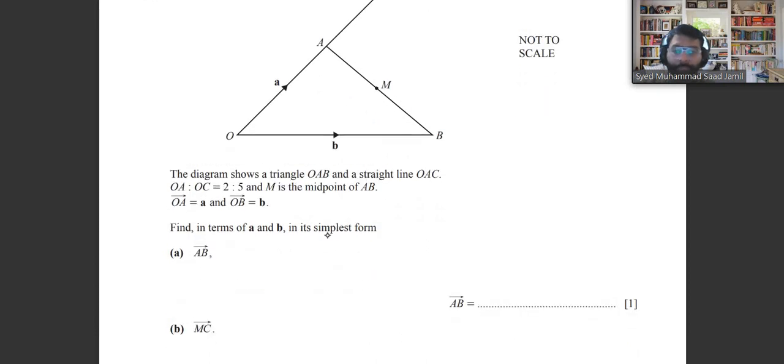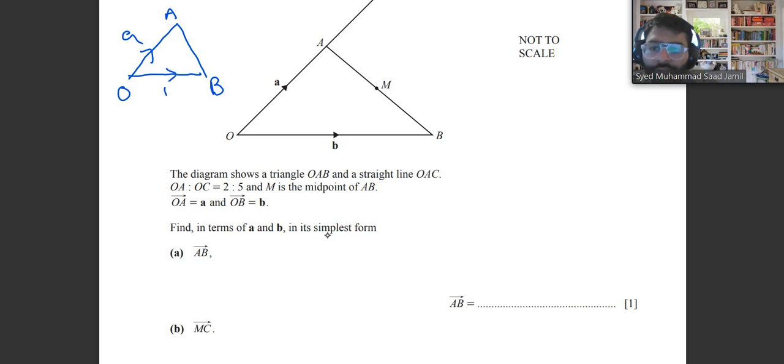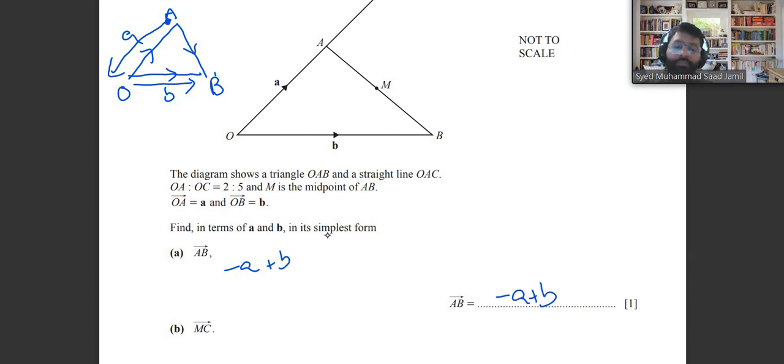So look, I'll make it for you actually. A, B, O. This is A, this is B. So AB basically means that you are going from A to B. So you always start from the back side of the arrow. So you will go negative a and you will go positive b. So the answer is negative a plus b.